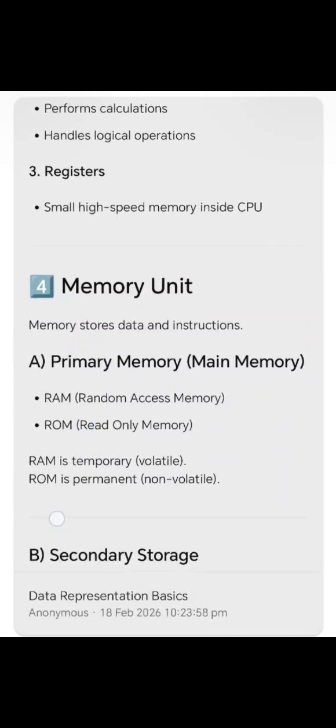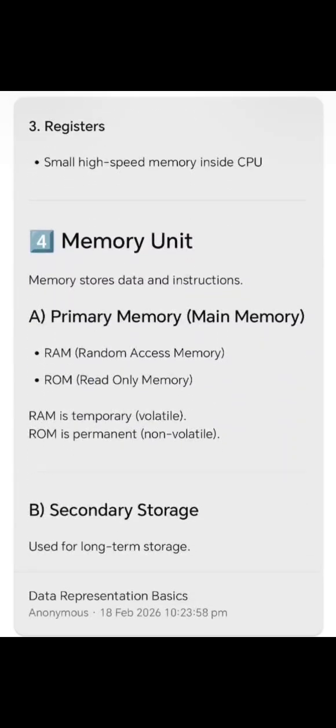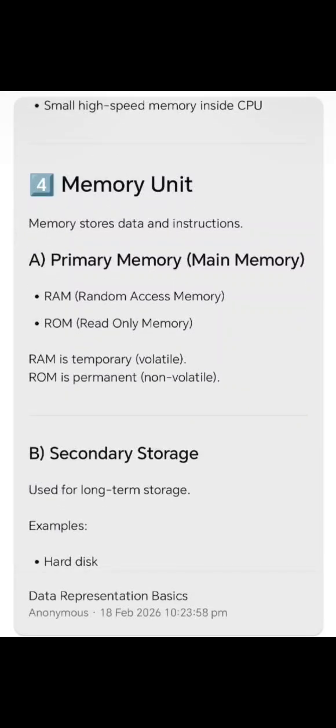And the fourth one is the memory unit. Memory units you know very well. We store our data or information in them. Here you can see two types of memory: primary memory and secondary memory. Primary or main memory consists of two types: RAM and ROM. RAM means random access memory, that is temporary memory, not permanent memory, and read only memory also. So RAM is temporary, which means volatile, and ROM is permanent, that is read only memory, non volatile.